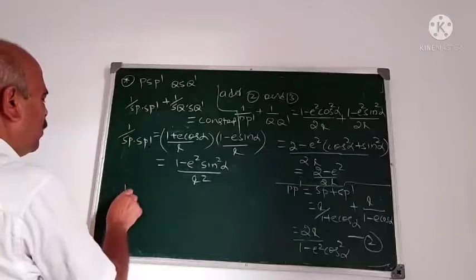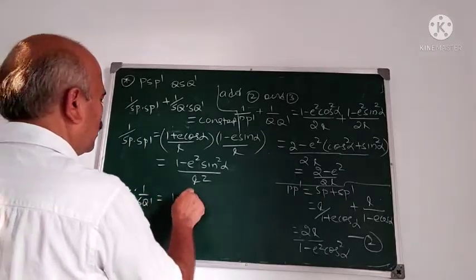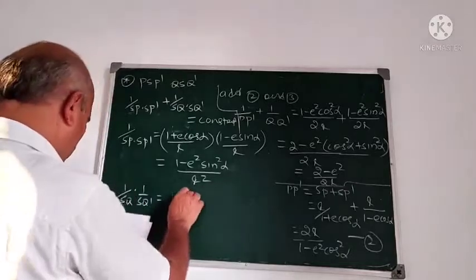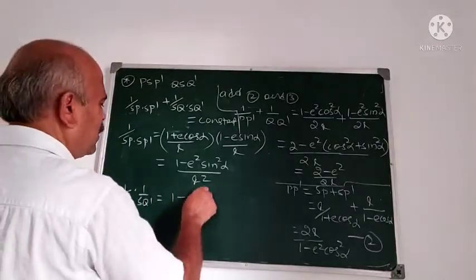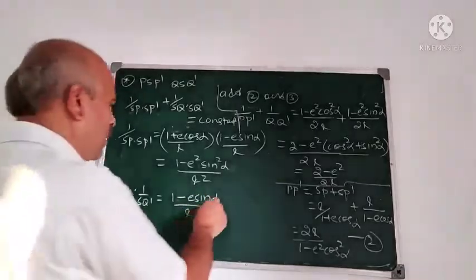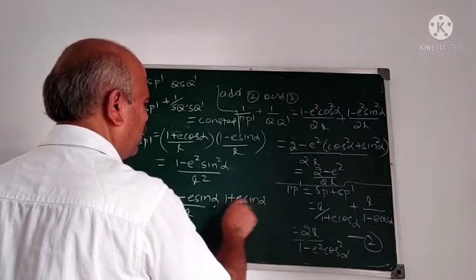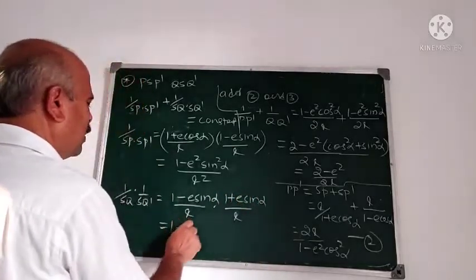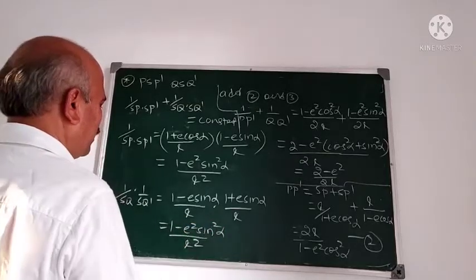Similarly, 1 upon SQ into 1 upon SQ dash. What is 1 upon SQ? Refer to the previous problem: 1 upon SQ is 1 minus e sin alpha upon l. And what is 1 upon SQ dash? 1 plus e sin alpha upon l. Therefore, it is 1 minus e square sin square alpha upon l square.